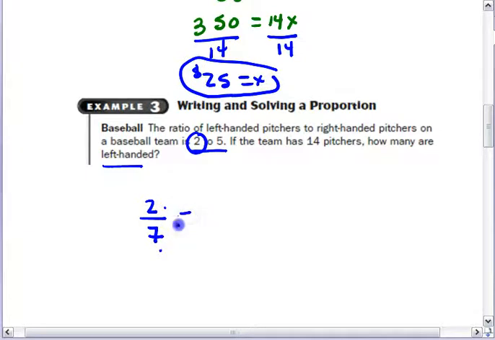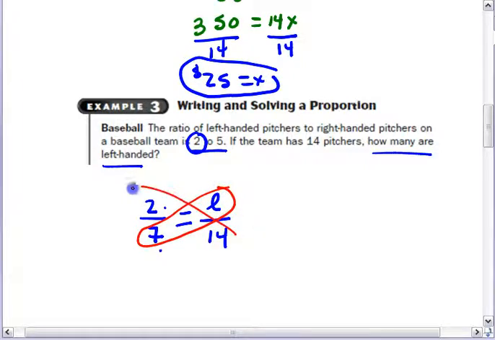That should be equal to, we don't know how many left-handed pitchers here, over 14 total pitchers. So here's my proportion. I should be able to use cross products. 2 times 14 equals 7L.